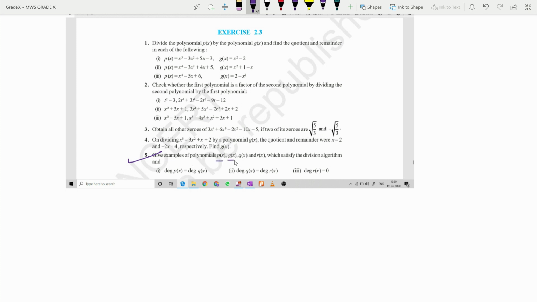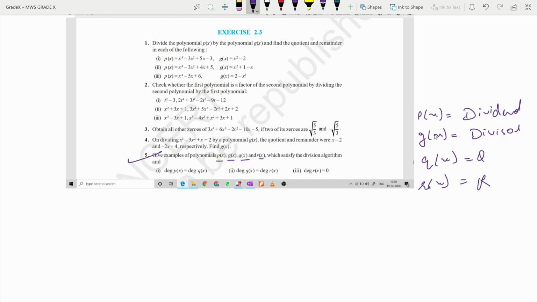px dividend. This is divisor, this is quotient, and this is remainder. Always keep in mind px we are using for dividend, gx is what you are dividing the dividend by, that is the divisor, qx we all know is the quotient, and the next is the remainder. Okay, if this is clear, now listen to this. What is this deg here? Deg is degree. You have to give any example of these four so that it should satisfy this equation.